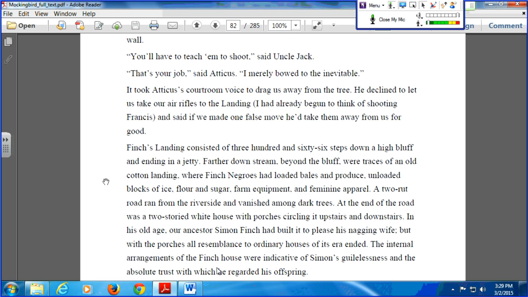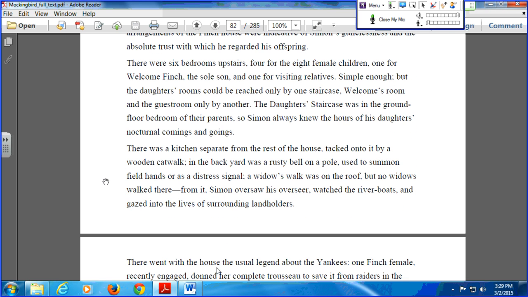The internal arrangements of the Finch house were indicative of Simon's guilelessness and the absolute trust with which he guarded his offspring. There were six bedrooms upstairs, four for the eight female children, one for Welcome Finch, the sole son, and one for visiting relatives. Simple enough. But the daughters' rooms could be reached only by one staircase, Welcome's room and the guest room by another. The daughters' staircase ended in the ground floor bedroom of their parents. So Simon always knew the hours of his daughters' nocturnal comings and goings.